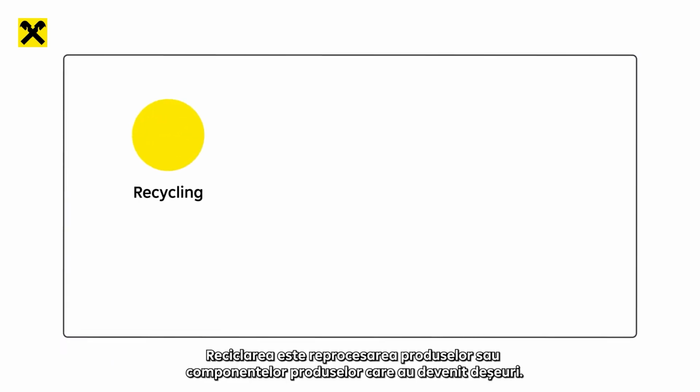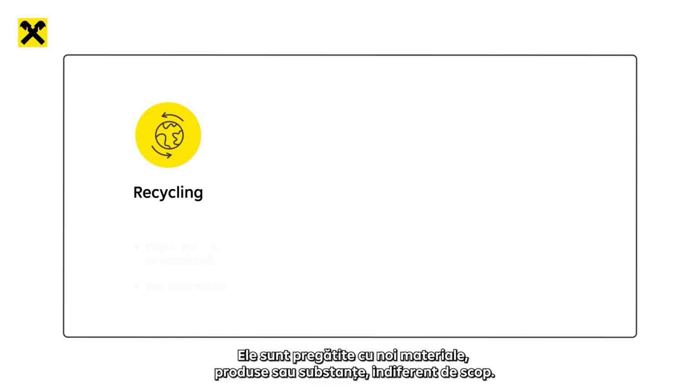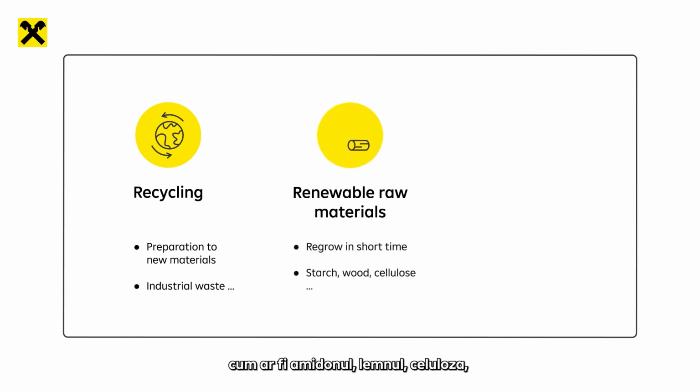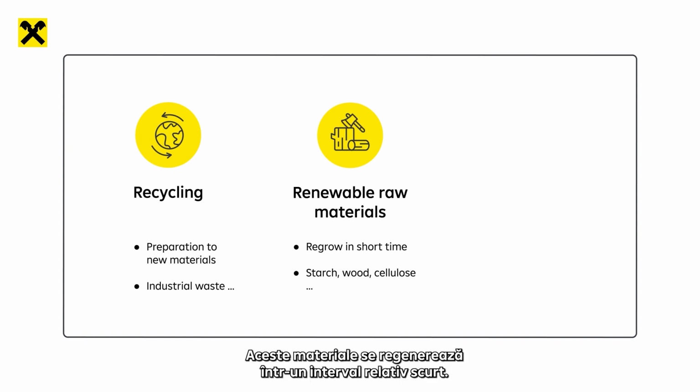Recycling is the reprocessing of products or components of products that have become waste. They are prepared with new materials, products or substances, whether for the original or other purposes. Renewable raw materials like cornstarch, wood, cellulose are widely researched to produce fuels, chemicals, or biodegradable materials. These materials regrow in a reasonably short time.